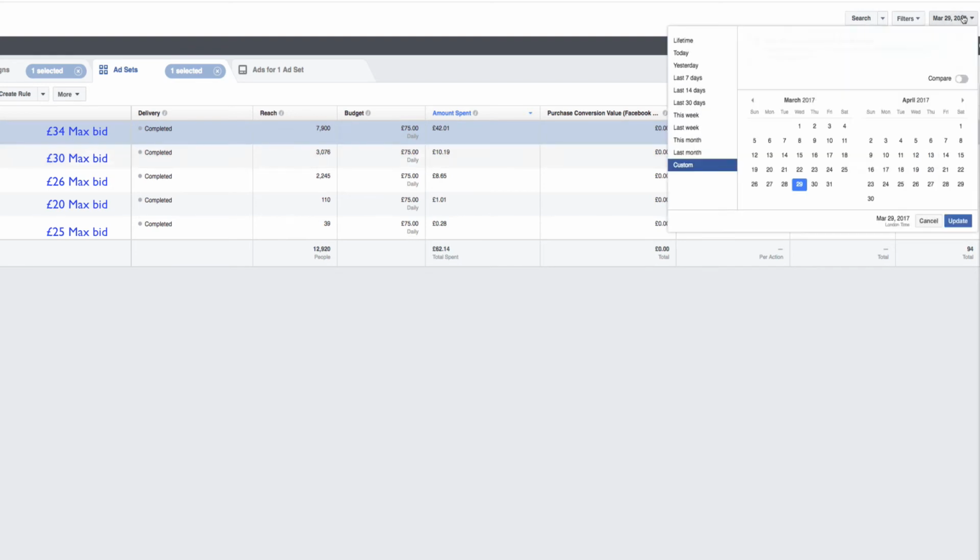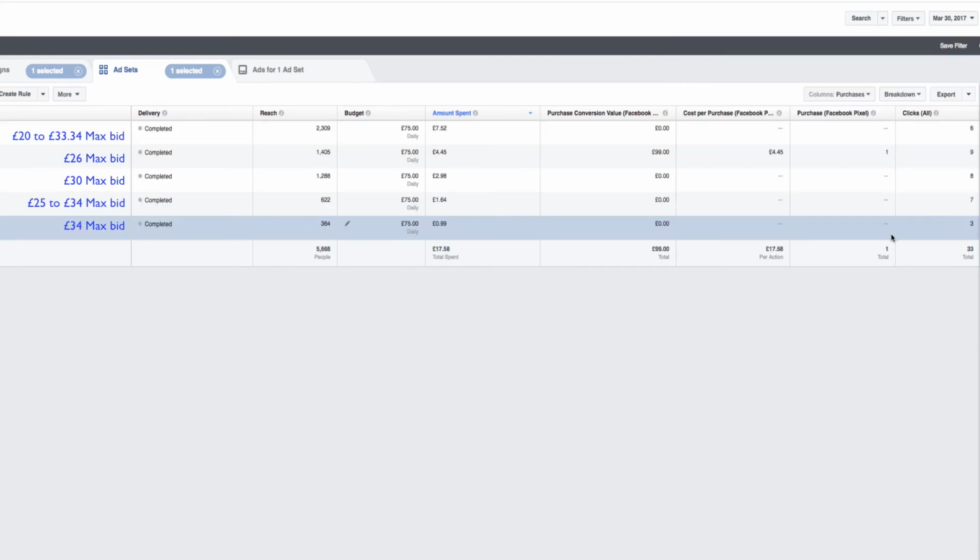So what happened on the 30th was we changed the budgets completely. Want to see if it would make any difference, and it kind of didn't. Let me tell you what the budget changed to. So this one here, which was originally at the £20 max bid, we upped to the suggested bid that Facebook said of £33.34. Got a little bit of reach, but nothing compared to previous, so it was pretty dead.